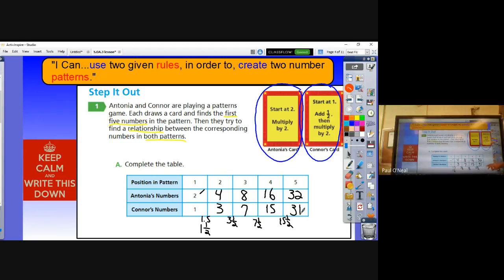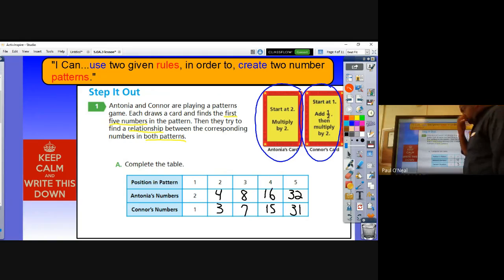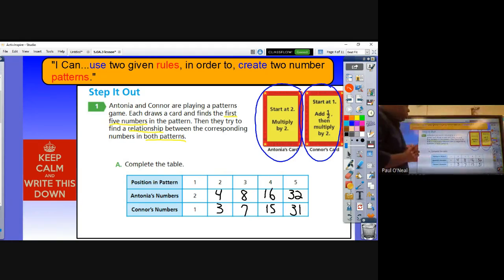So I'm going to erase this so we can have a little bit clearer understanding, okay? So based on our rules, we have just found the first 5 numbers, and that's what it's asking us to do, find the first 5 numbers, and find, of course, a relationship between these two, which we're going to do next. We followed the rules based upon Antonia's card and Connor's card.